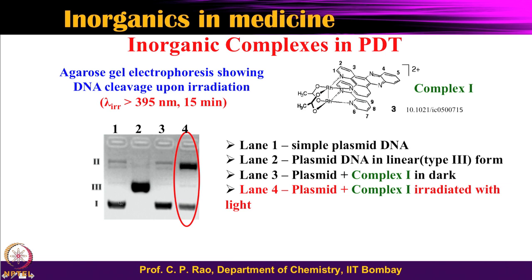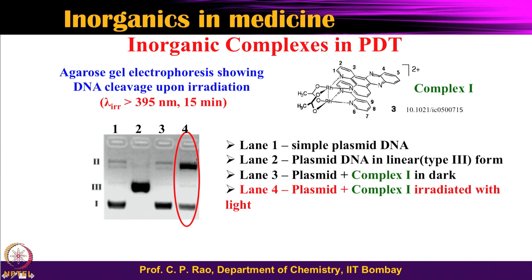Lane 1 is the simple plasmid in its form 1, and lane 2 is the plasmid DNA in its linear type 3 form. This is also standard. Now, lane 3 is the plasmid plus complex 1, whatever it is, and this is done in the dark. When you do it in the dark, nothing much is happening.